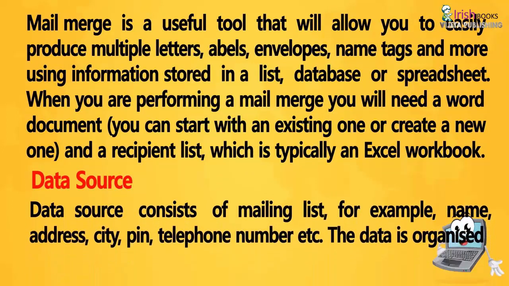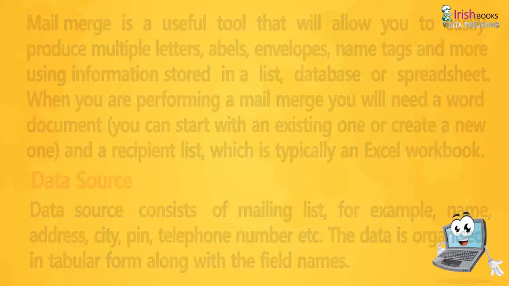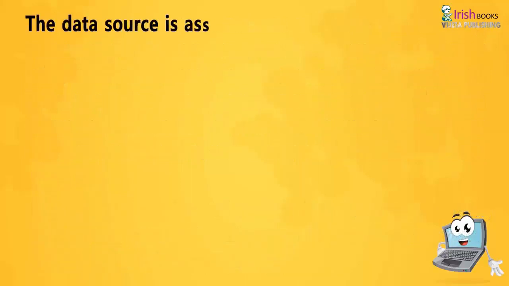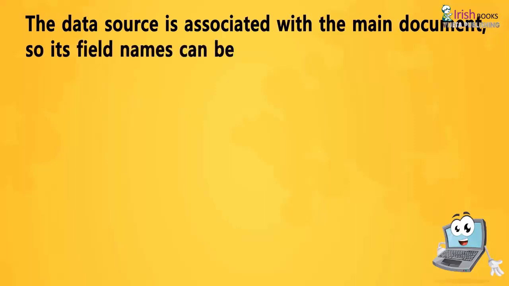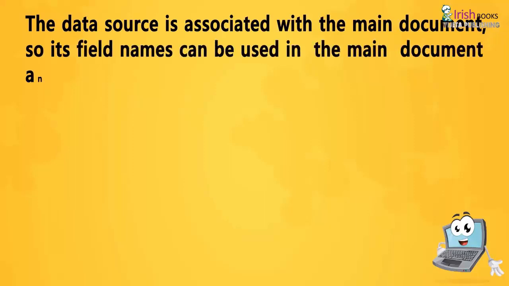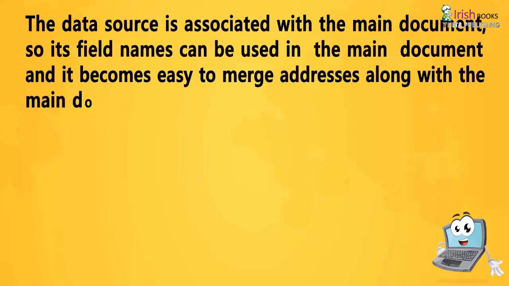Data source. Data source consists of a mailing list, for example, name, address, city, PIN, telephone number, etc. The data is organized in tabular form along with the field names. The data source is associated with the main document, so its field names can be used in the main document and it becomes easy to merge addresses along with the main document.